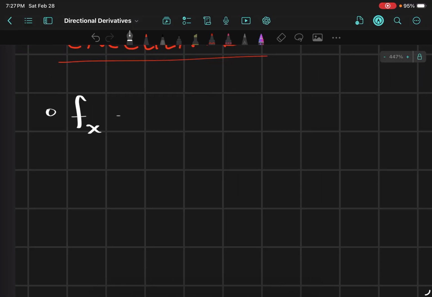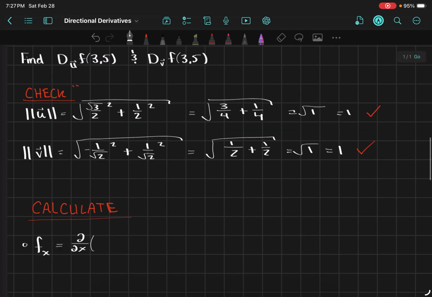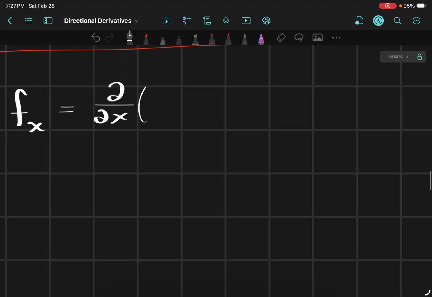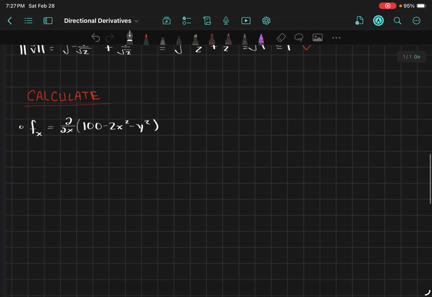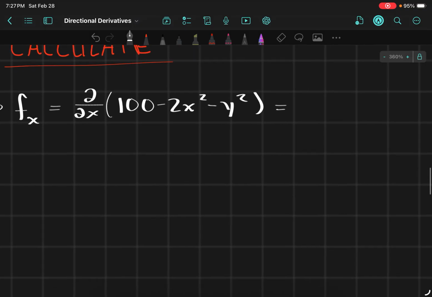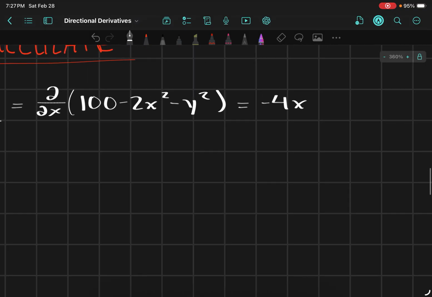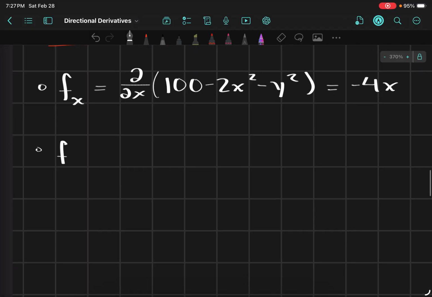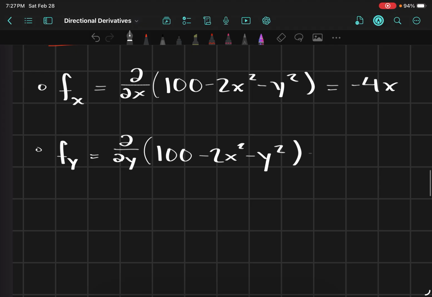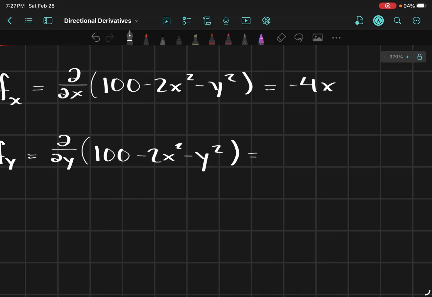We have f sub x is going to equal the partial derivative of f of, let's see, what is our function up here again? 100 minus 2x squared minus y squared, I believe. Yeah. Holding everything else constant other than our x, we are just going to have negative 4x. That is our f sub x. I will evaluate that in just a moment at our point. Our f sub y is going to be the partial of f with respect to y of our function, 100 minus 2x squared minus y squared. That is going to equal negative 2y, holding everything else constant.